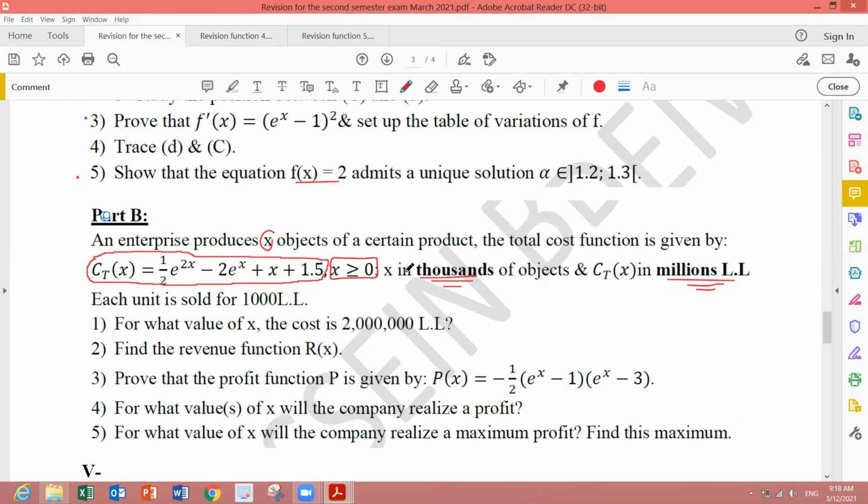Always we have to pay attention to the unit of quantity and the unit of cost. Each unit is sold for 1,000 Lebanese lira. For what value of x is the cost 2 millions? The cost 2 millions, over 1 million, gives 2, meaning C_T of x equals 2. I cannot solve it by calculation, so I go back to part 1. C is f of x, so f of x equals 2, then x equals alpha, which is between 1.2 and 1.3. I can take it in the middle, which is 1.25.